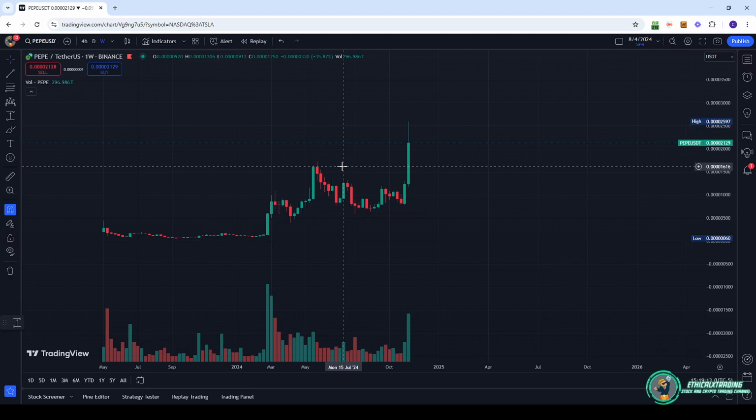So PEPE is on Ethereum. We'll keep that in mind. There's Bonk and some others that are going to get sympathy movement off of a lot of this that is on the Solana blockchain. So let's see what happens there.